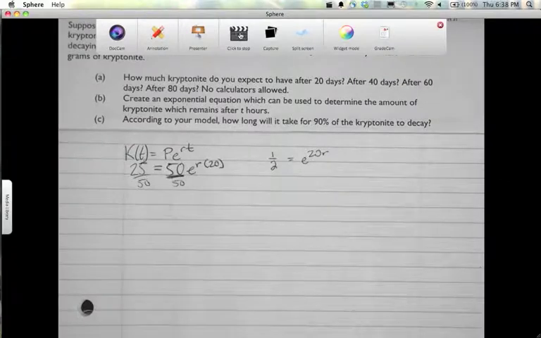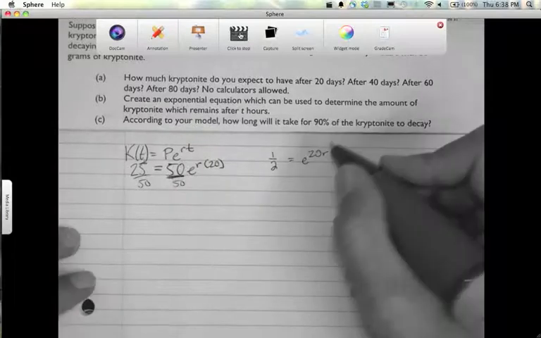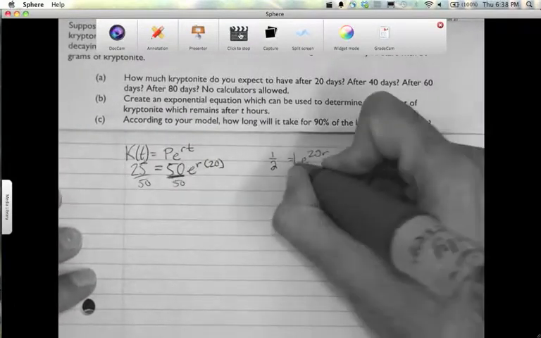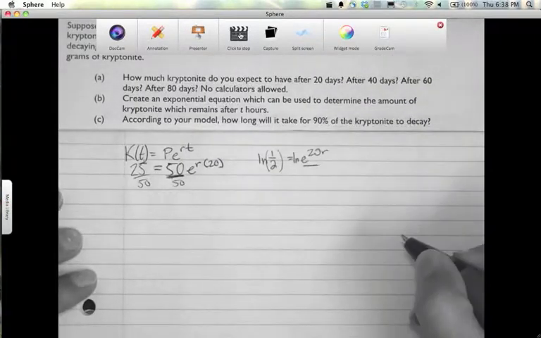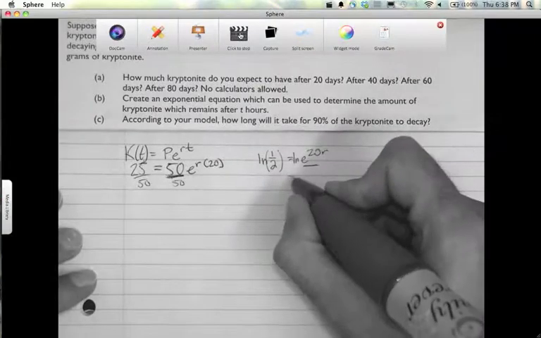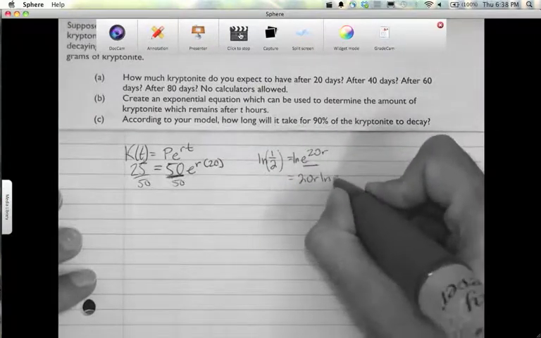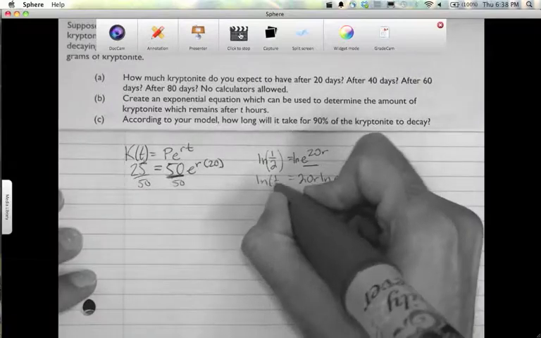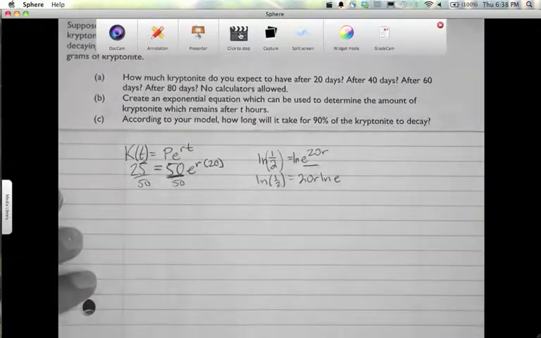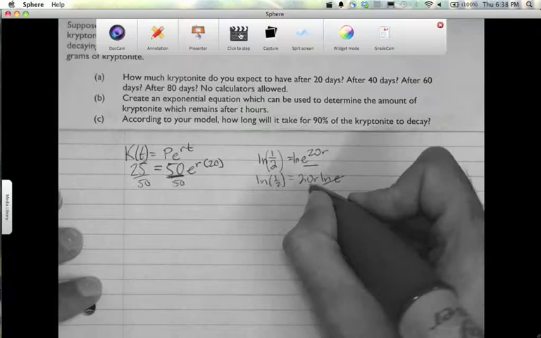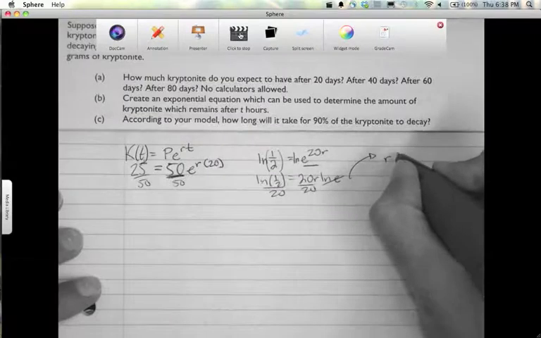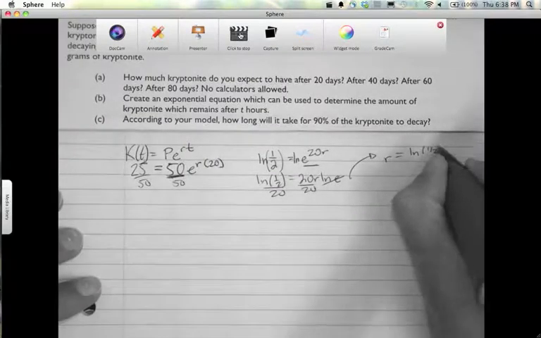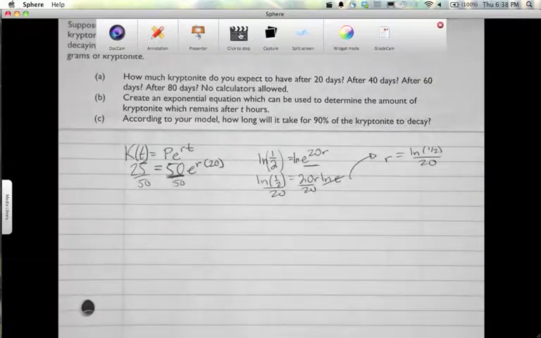And I look at this for a moment longer and I remember, okay, to get rid of this e, I can take the natural log, but if I do it to that side, I also need to do it to this side. So using the power rule, I now have 20r ln e equals ln of 1/2. And I know that ln and e become 1, so I can just cross that off. To solve for r now, I divide both sides by 20, and I get that my rate is equal to ln of 1/2 over 20. That whole thing is my rate.